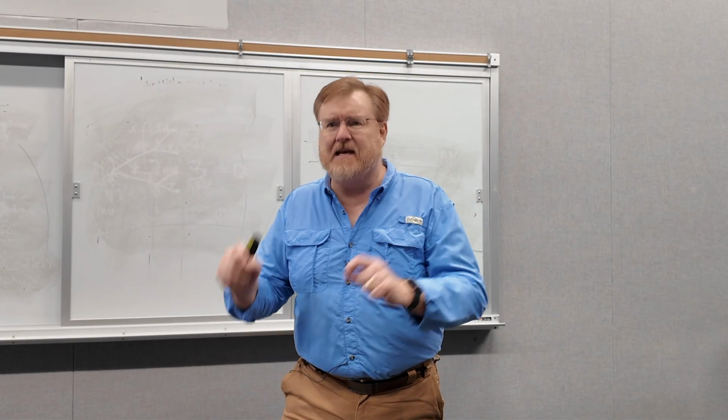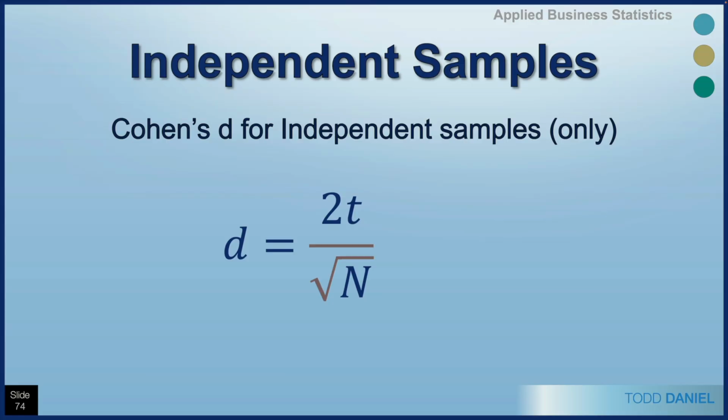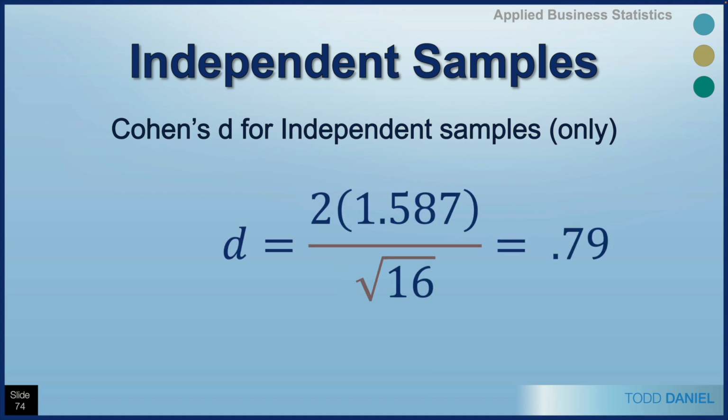Cohen's d is our measure of effect size in t-tests. This is the formula for Cohen's d for an independent samples t-test. It only works for independent samples, doesn't work for paired samples. It's 2t over the square root of n. Plug in the values from our test that we've just run. We get a Cohen's d effect size of 0.79.